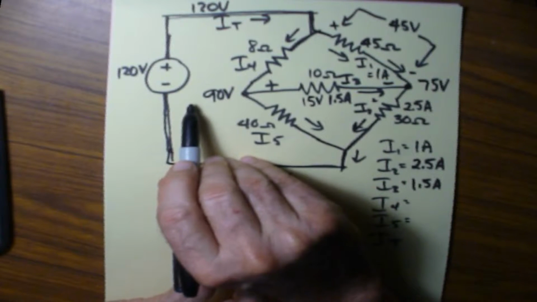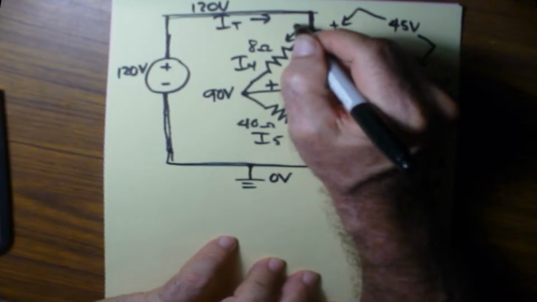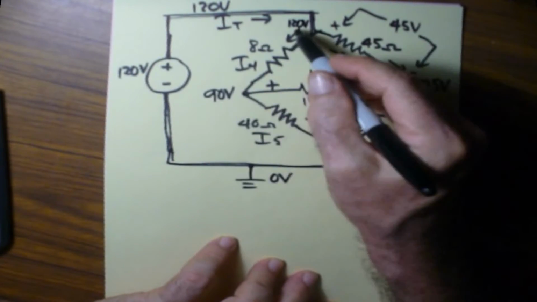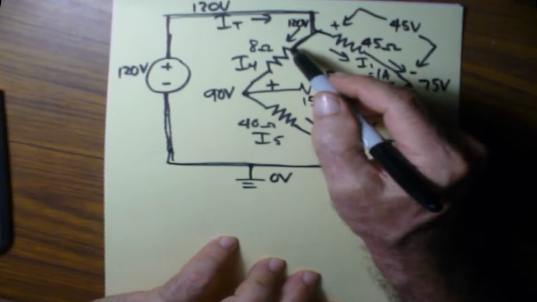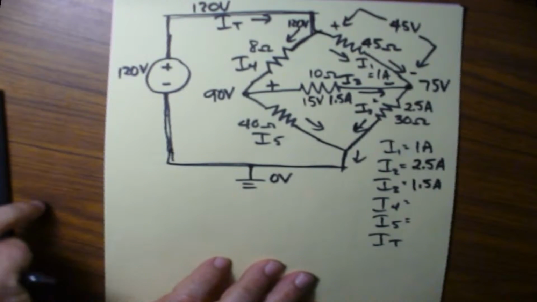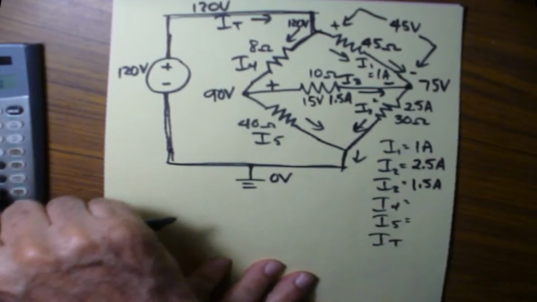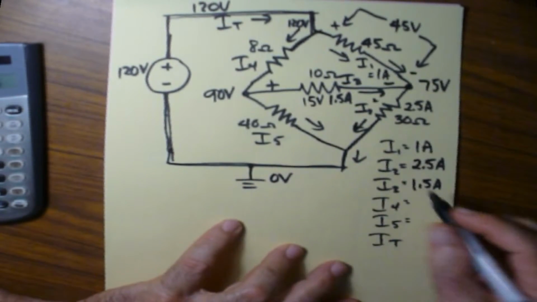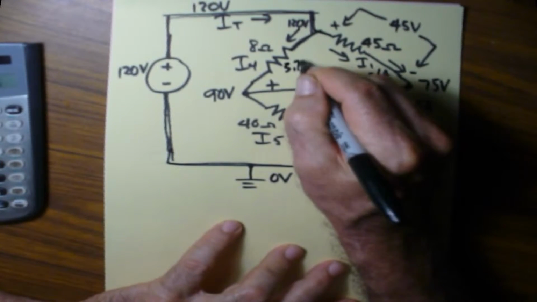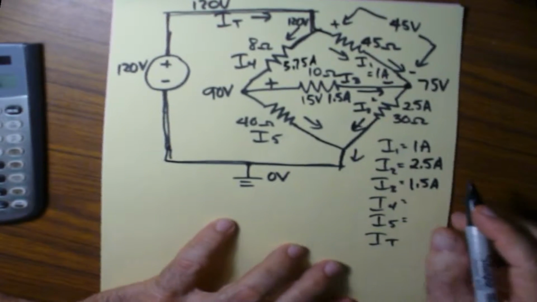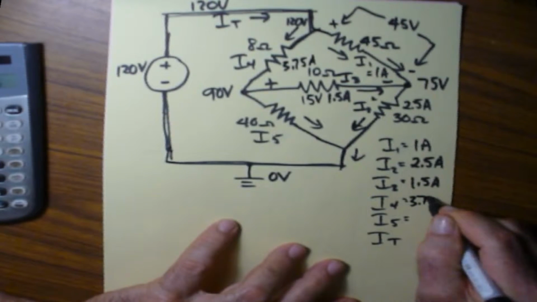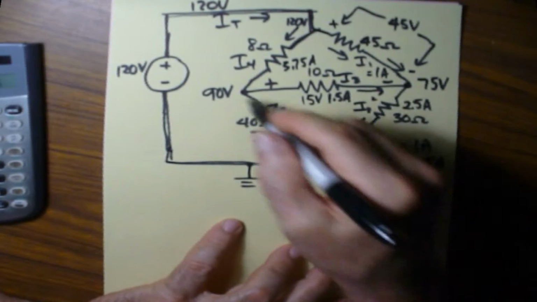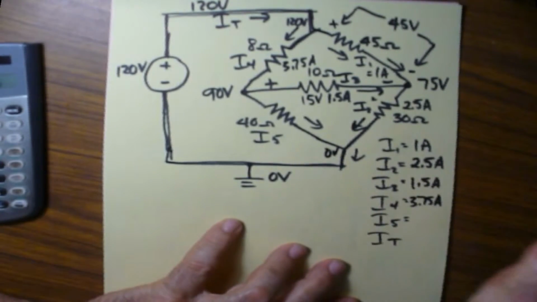Now that gives us the next little trick over here. Now we've got 120 volts over here. We got 90 volts over here. So that means we have a 30 volt drop across this 8 ohm resistor. Well, 30 divided by 8. I'm just going to do this on the calculator. It's 3.75 amps. So that gives us I4, 3.75 amperes. Alright, and now we have 90 here with respect to the 0 volts right there.